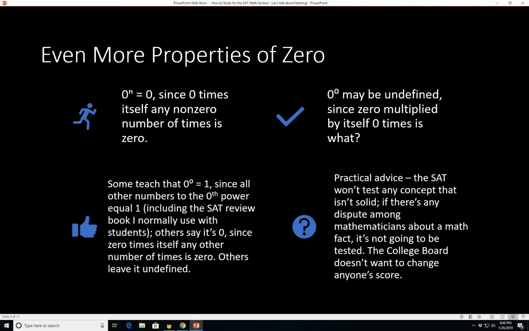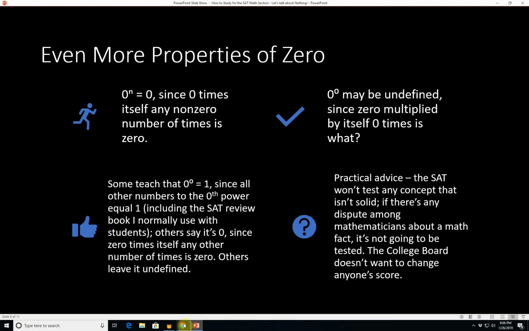Some would teach you that 0 to the 0 is 1, since all other numbers to the 0th power equal 1, including the review book that I normally use with my students. Others say that it's equal to 0, since 0 times itself any other number of times is equal to 0. Others just leave it as undefined.